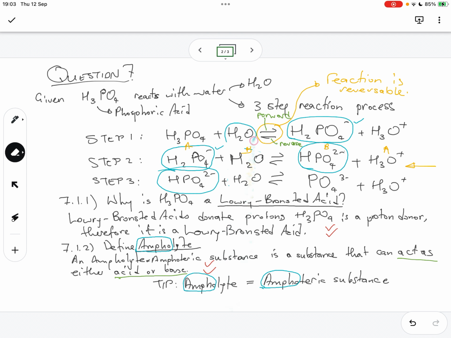So yes, H2PO4 and HPO4 become ampholytes. These two become the ampholytes.